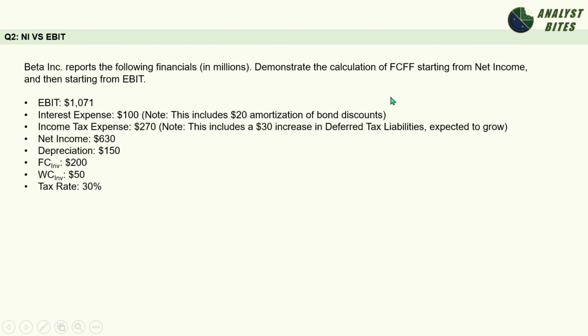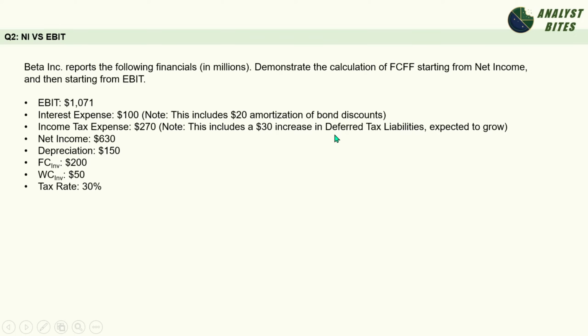First, amortization of bond discounts. Apply our liability rule. A discount means the company is constantly borrowing money. Borrowing equals a cash inflow, so we add 20 back.